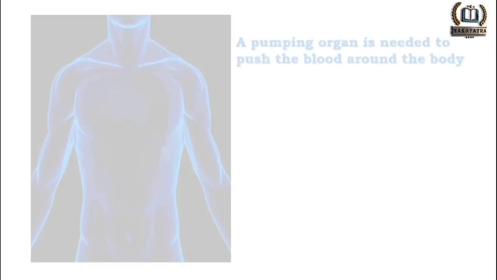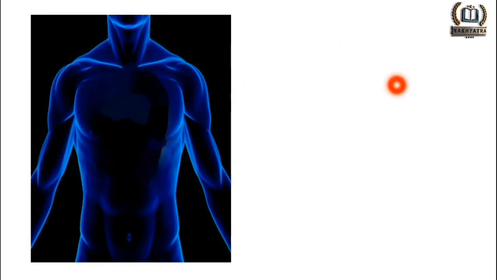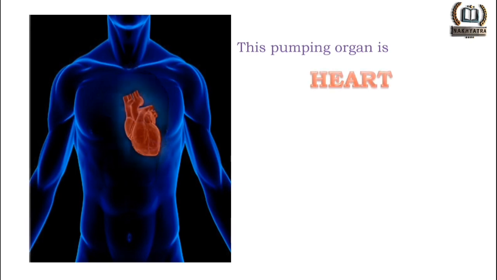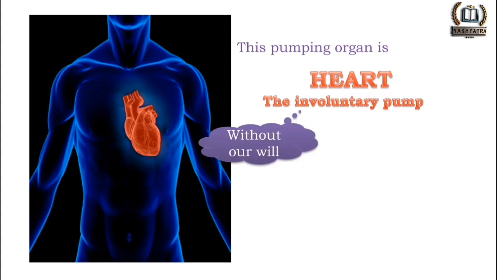Now see here, a pumping organ is needed to push the blood around the body. This pumping organ is called heart. এতিয়া আমাৰ হোল বডিত ব্লাডটো পুশ কৰিবৰ কাৰণে এটা পাম্পিং অৰ্গেন needed. So সেই পাম্পিং অৰ্গেনটো হৈছে হাৰ্ট. So heart is the involuntary pump. হাৰ্টটোৱে যেতিয়া পাম্প কৰে, involuntarily pump কৰে. That means it pumps without our will.